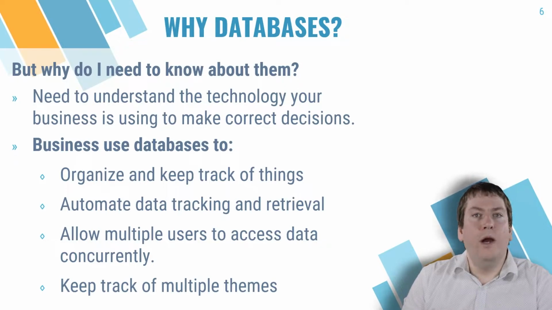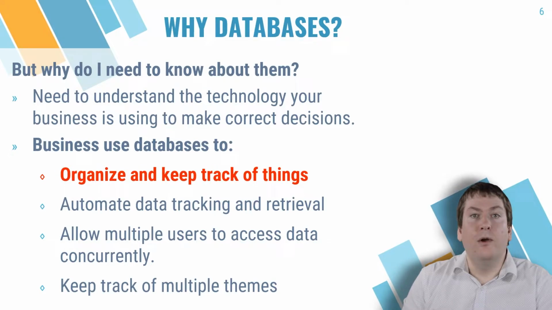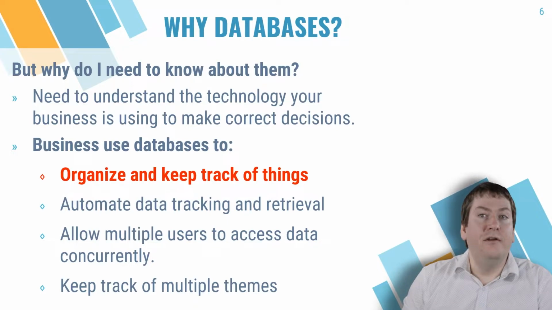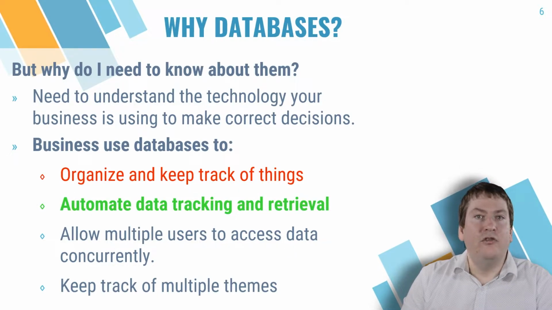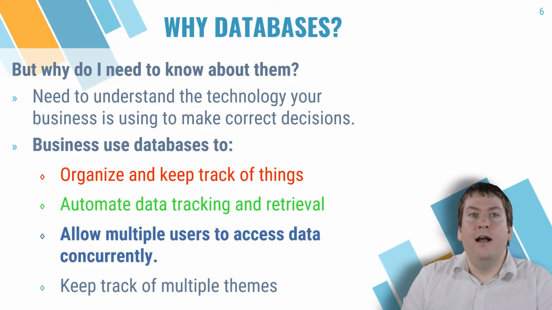With that in mind, why do businesses use a database? What objectives and goals do they accomplish? Well, first and foremost, they organize and keep track of things. Databases provide us with a facility to store our data in, and tools for transforming that data into information. This is our main goal, after all, in this course, and of information systems in general. Next, they help to automate the tracking and retrieval of data, and allow for multiple users to access data concurrently. Concurrently in this case means at the same time.